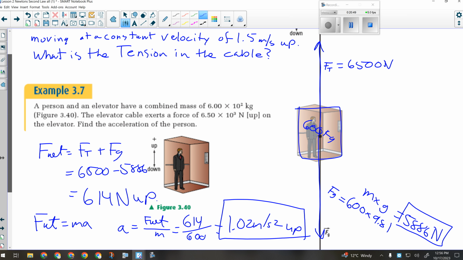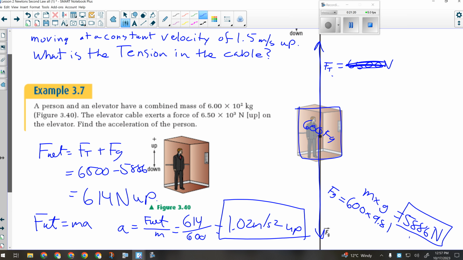I could have made this 250 meters per second. Would have been a crazy elevator, but it wouldn't matter what the velocity is. If it's constant, there's no acceleration. And according to Newton's first law, if there's no acceleration, it's because there's no net force. So if there's no net force, that means that this force and this force have to balance.